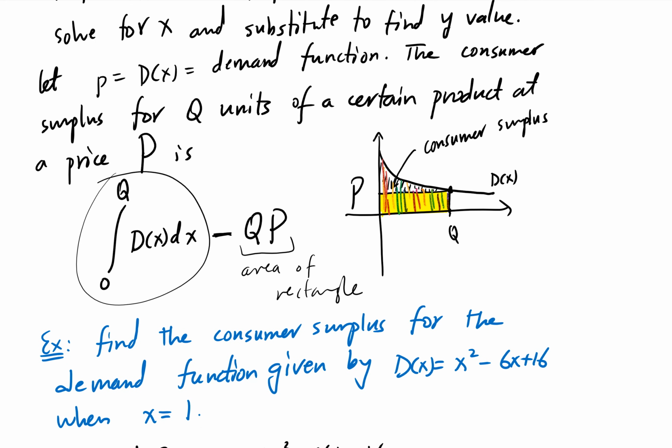We're going to try to find the consumer surplus for the demand function given by d of x equals x squared minus 6x plus 16 when x equals 1.